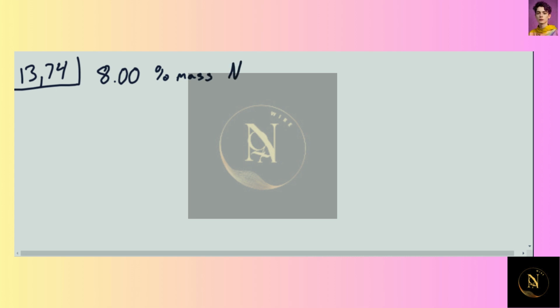So the information that we're given in this problem is that we have 8.00% mass of ammonia and water. And the density of this solution is 0.9651 grams per milliliter.